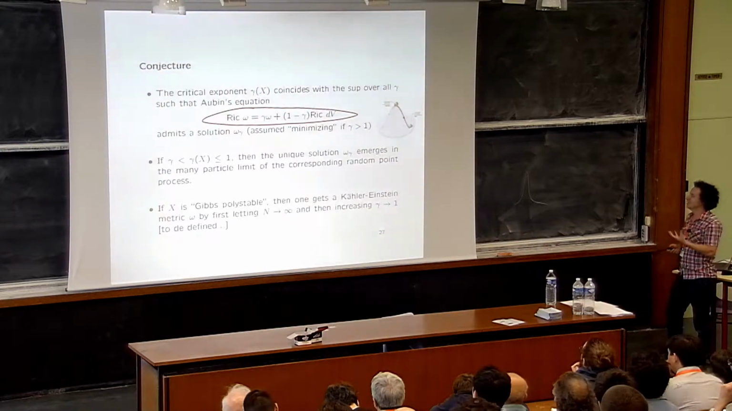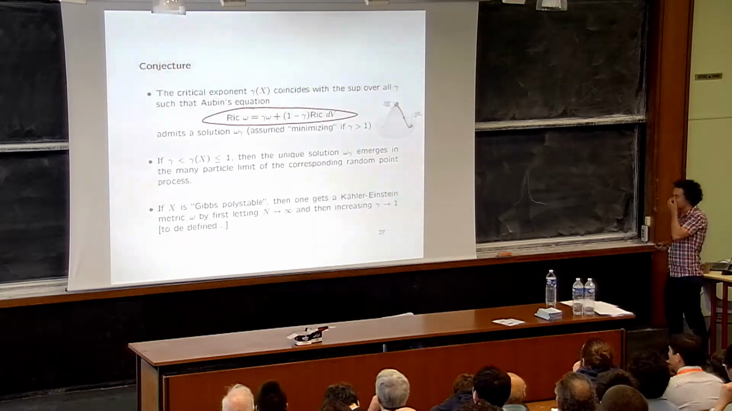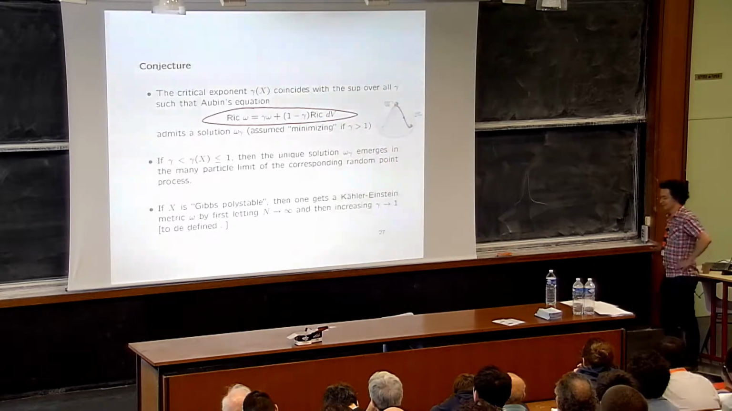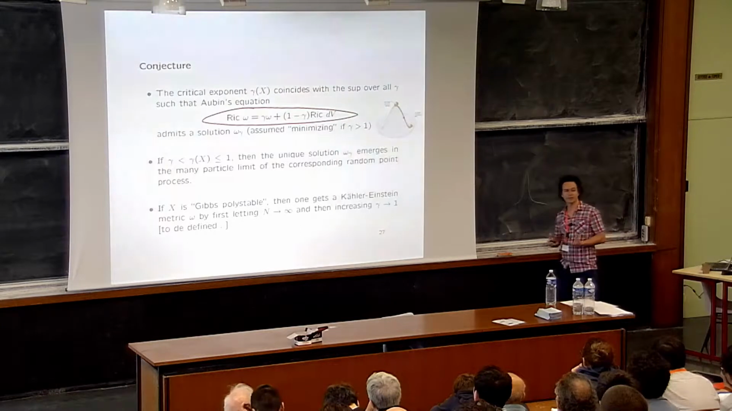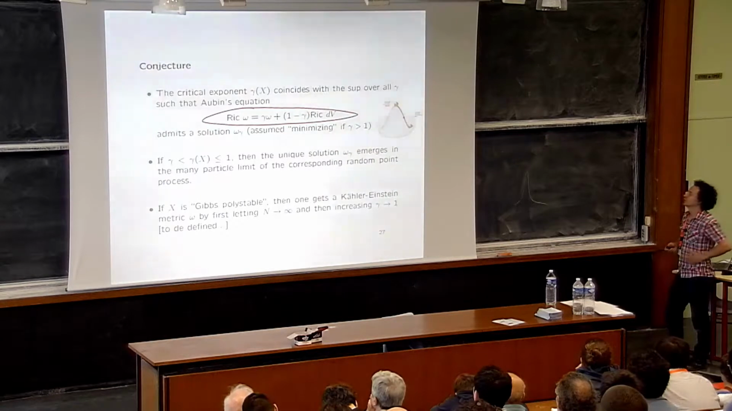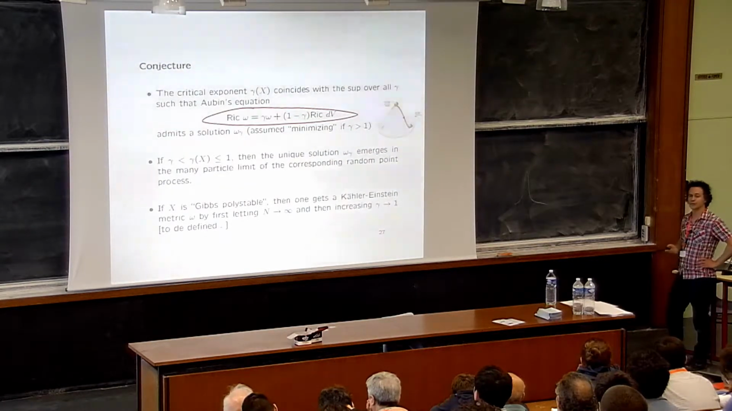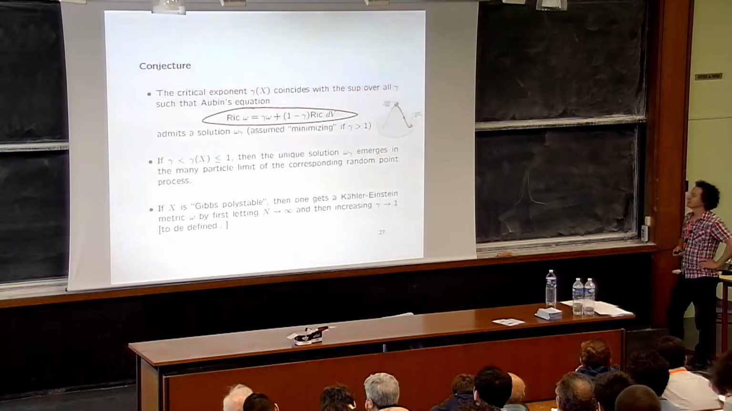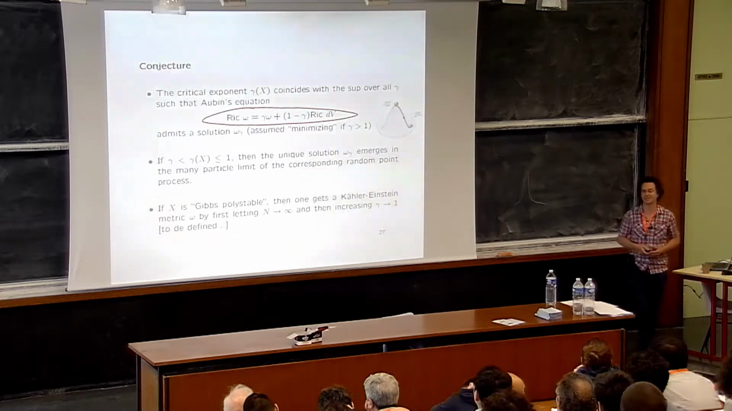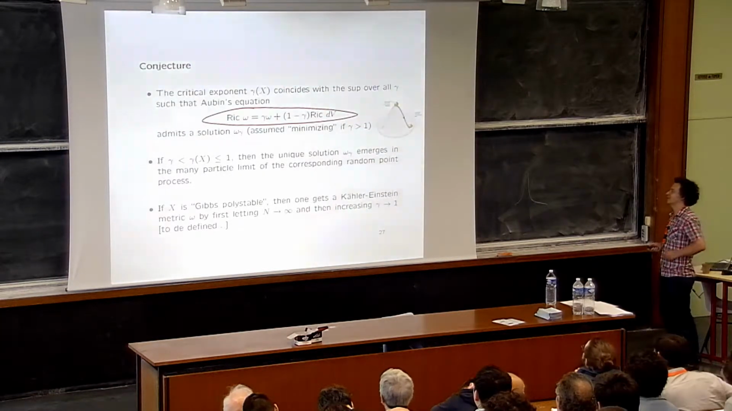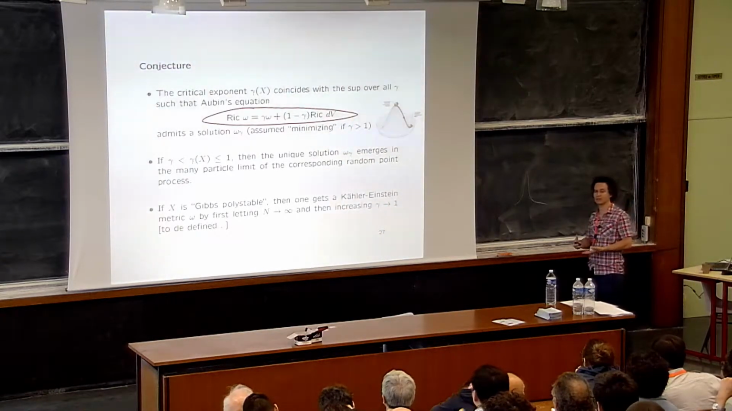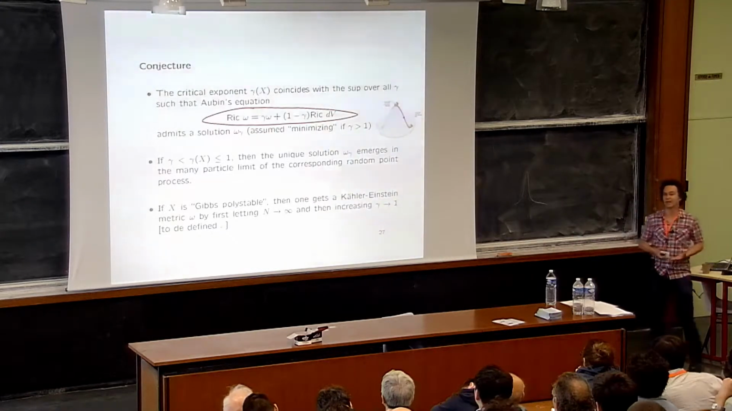So the conjecture is that if gamma is in this range, then the probability measure is well defined up to this critical gamma. We could sample, and the conjecture is really that what emerges in the large N limit is the solution to Aubin's equation for this given gamma. And if you assume that X is Gibbs polystable, whatever that means, then the conjecture is that you get the Kähler-Einstein metric by first letting N tend to infinity with gamma strictly smaller than 1, so you can get started, and then you let gamma tend to 1.